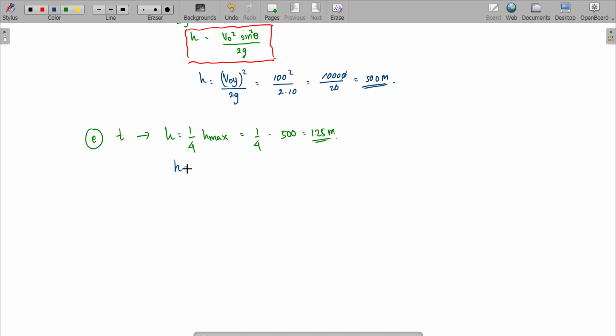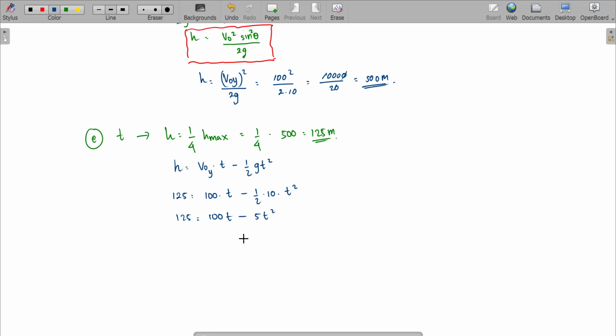So you can use h equals V0 multiplied by time minus half g t squared. Don't forget in the y-axis, h is 125 and V0 is 100 times time. Yeah, you are looking for the time in here. Half gravity is 10, so 125 equals 100t minus 5t squared.